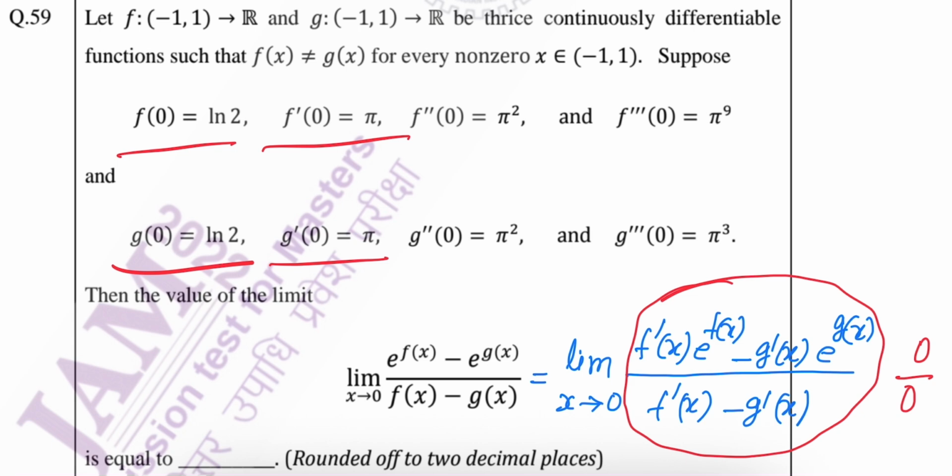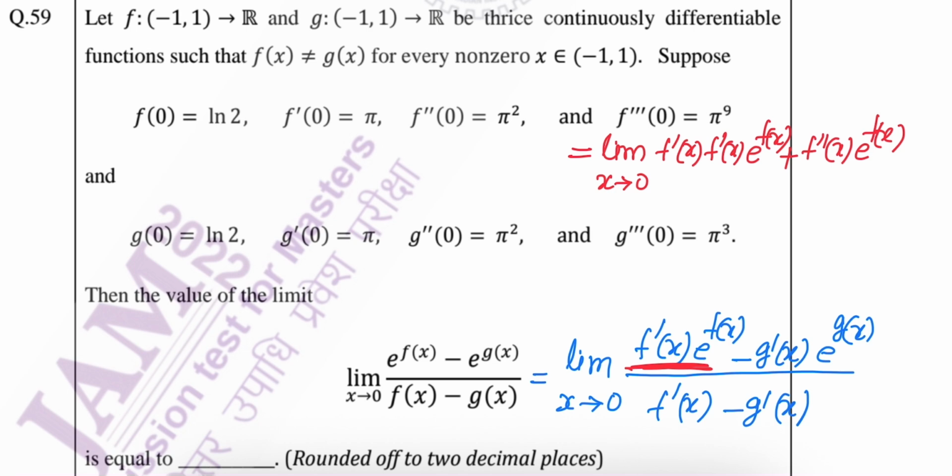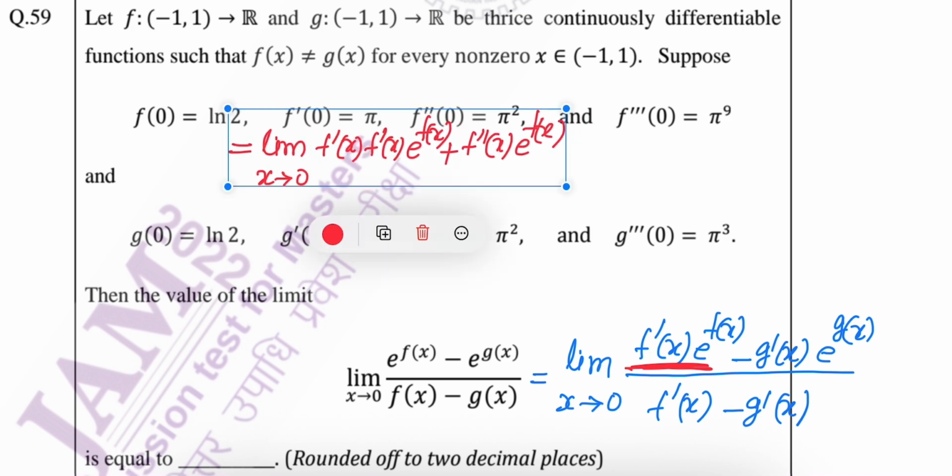So according to L'Hospital rule, we have to again differentiate this one, and the further differentiation will give us, I write here at the top, lim x tends to 0, and this will be f dash x into f dash x e to the power fx plus f double dash x e to the power fx, and this is the differentiation of this one only. I need place, so I slide this one here. Now the next one, the differentiation of this one.